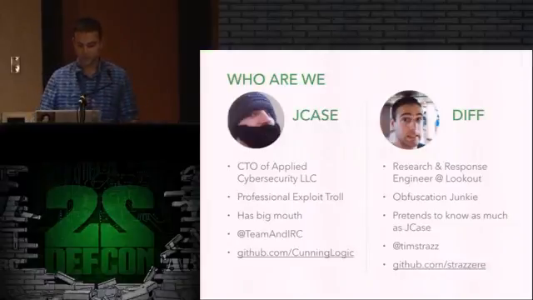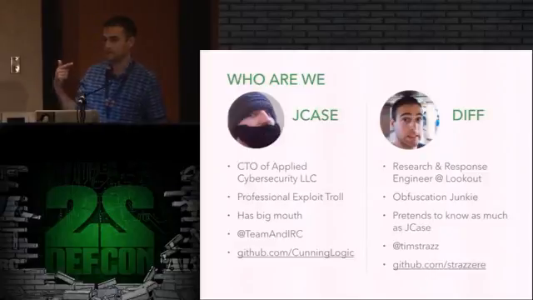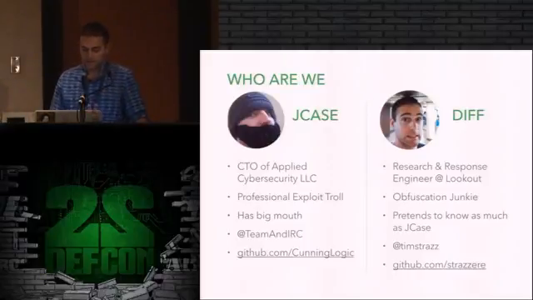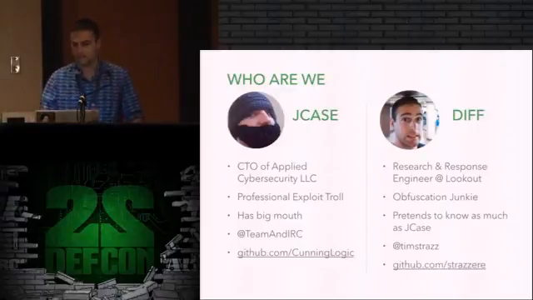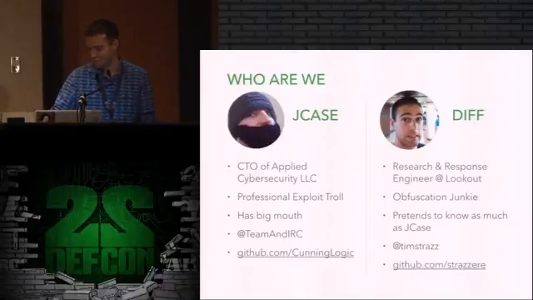So just a quick, who are we? This guy is Jay Case, I'm Diff. This is proof that we are not the same person. Many people have thought for a couple of years that we're the same exact person. So he's CTO, Applied Cybersecurity. He's basically an expert troll and finds lots of stuff and has the biggest mouth in Android, I think is what we're saying. That's his GitHub, that's his Twitter. I think he just capped out and beat Dan Rosenberg, so keep following him.